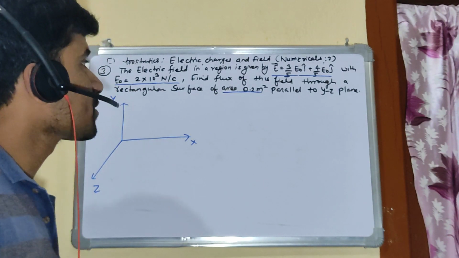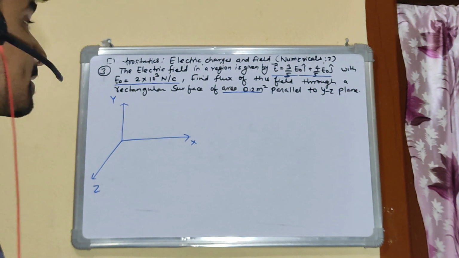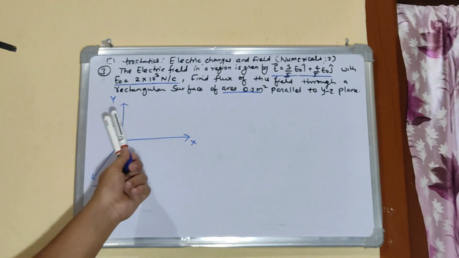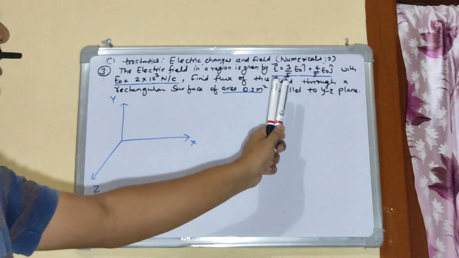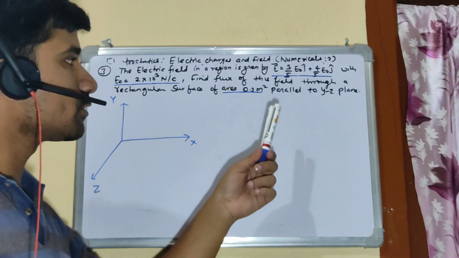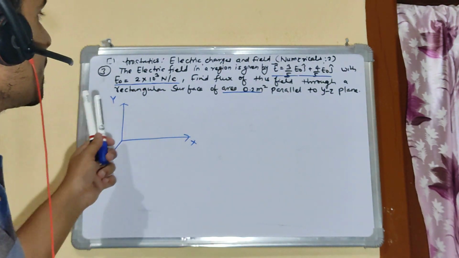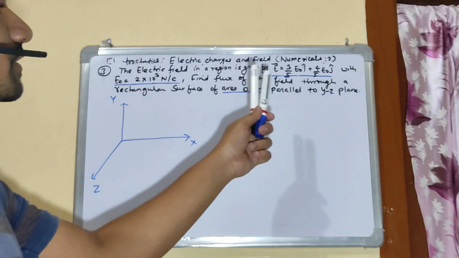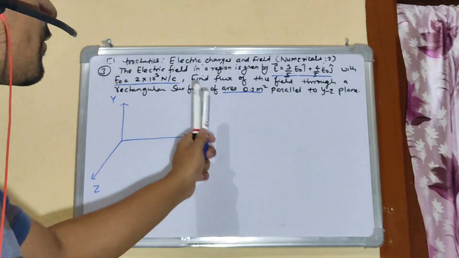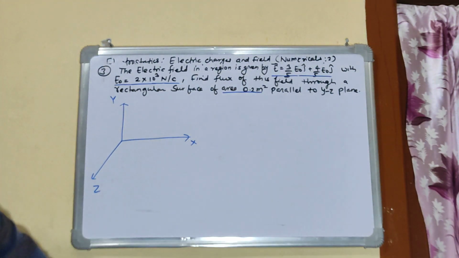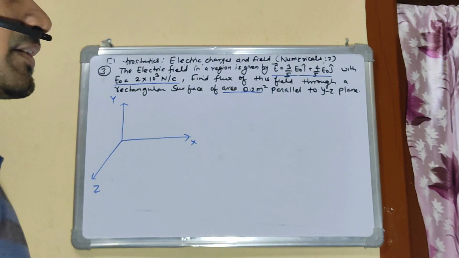Right. So next question on electric flux. This says that the electric field in a region is given by E vector equal to 3 by 5 E naught I cap plus 4 by 5 E naught J cap, with E naught value as given. Find the flux of this field through a rectangular surface of area 0.2 meter square parallel to the YZ plane, right?